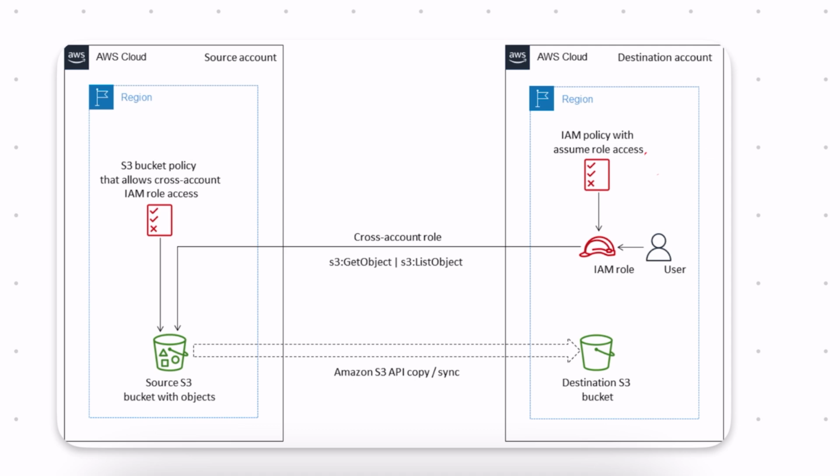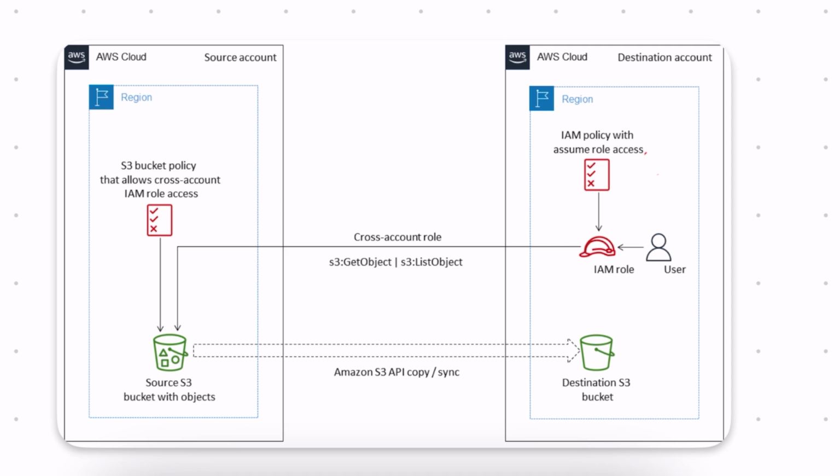Over on the right, we have the destination account. We have an S3 bucket ready and waiting to receive the copied objects. Above it is the cross-account IAM role. This is the magic ingredient. In the destination account, we create an IAM role, which you can think of as a persona or set of permissions that we can grant to users or services. This particular role has a policy attached to it that allows it to be assumed by a user or service.